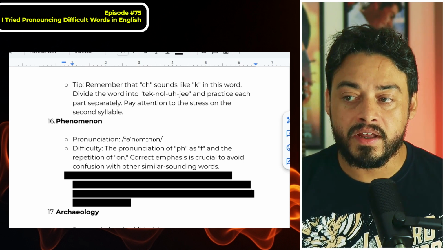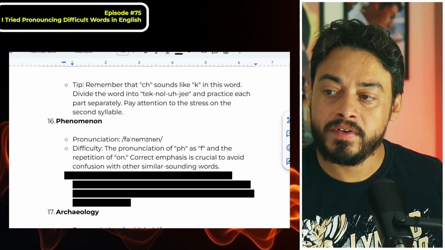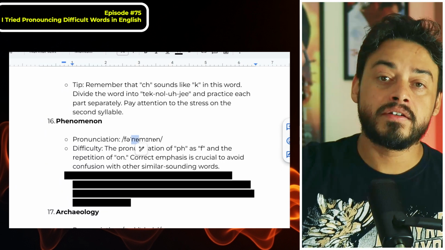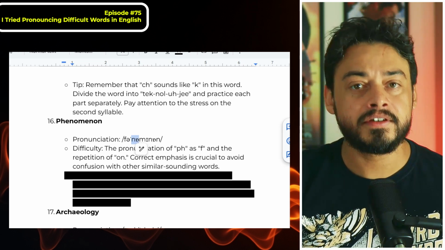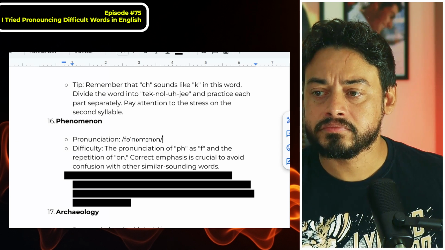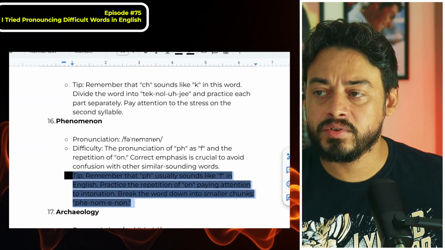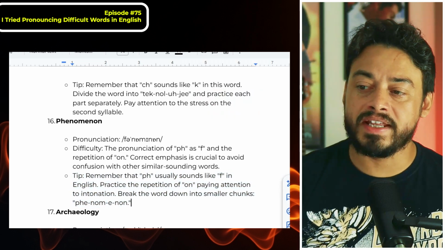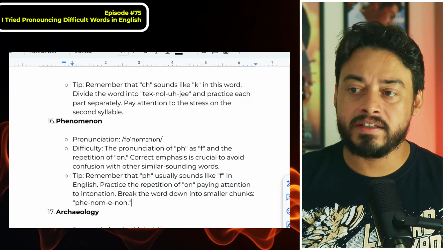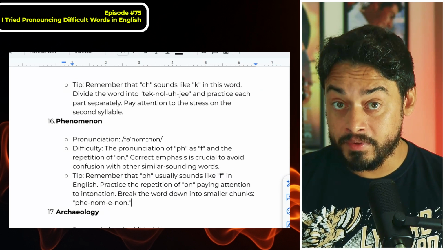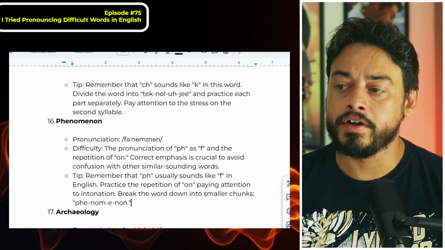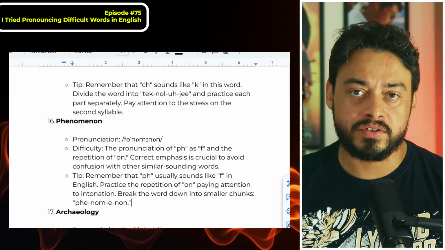So phenomenon. Remember here the apostrophe is before the na. So na is my stress syllable. Phenomenon. All right? And then here's an extra tip. Take a look. Remember that PH usually sounds like F in English, like phenomenon, like pharmacy, you see? And also practice the repetition of on, paying attention to intonation.